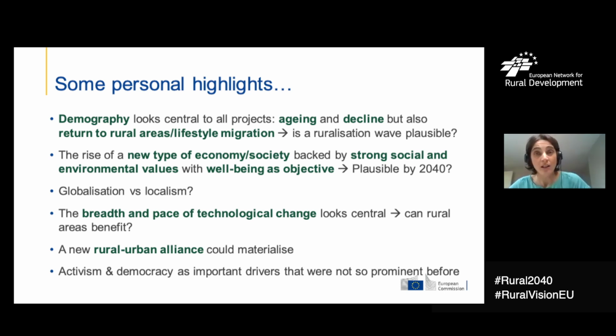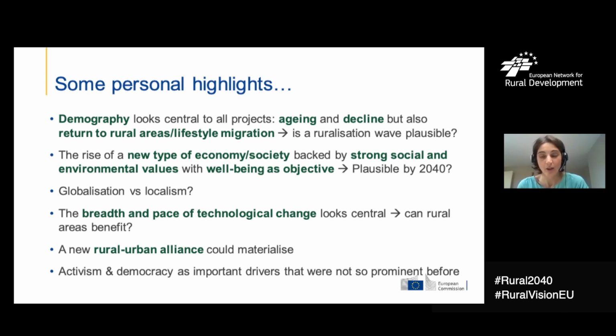The aspiration to different forms of economy with a focus on social and environmental values and well-being were there also, but the sense of urgency has really increased and policies are accelerating on that front as well. So will this aspiration be met, and what will be the consequences for rural areas is a question that these projects are working on. What will be the balance between globalization and this localism? That will play a role as well.